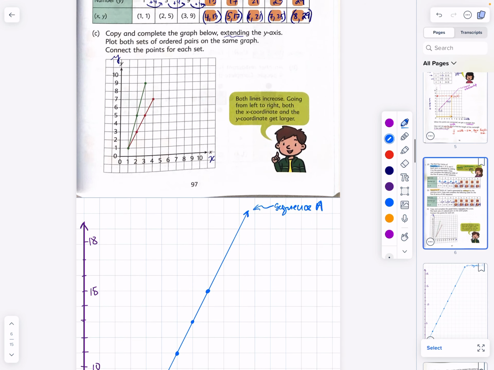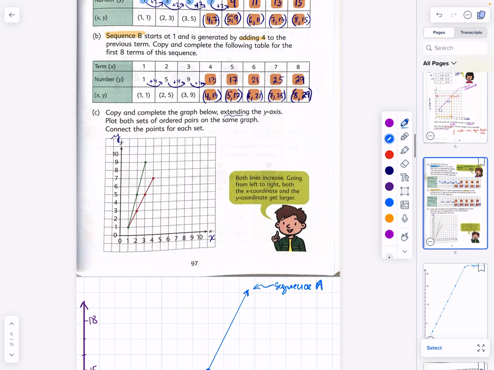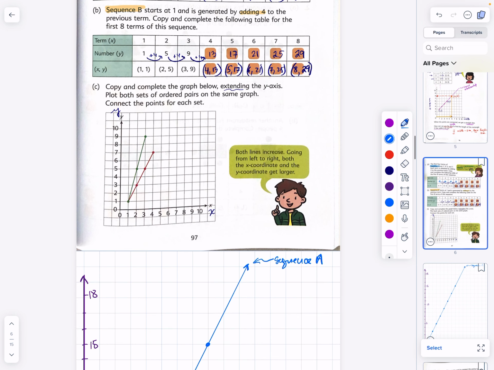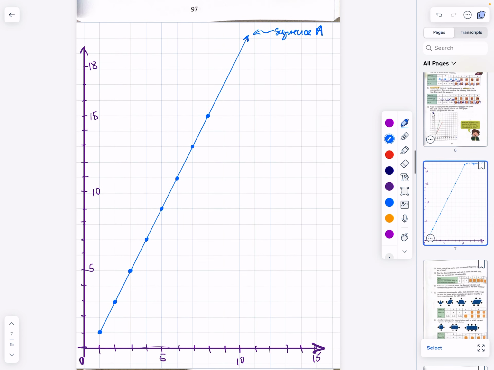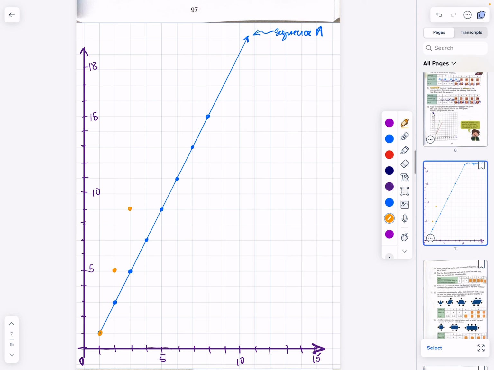Now let us pick up an orange color and let's graph the line for sequence B. Sequence B also starts at the same point, 1, 1. But then it goes on a little bit different. The second term is already 5, right? It's like a much steeper line. Look at this. The third term is all the way up to 9. The fourth term is 13, right? So 9, 10, 11, 12, 13, right? That's the fourth term.